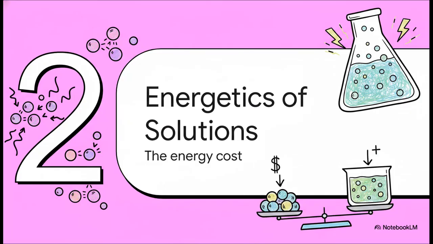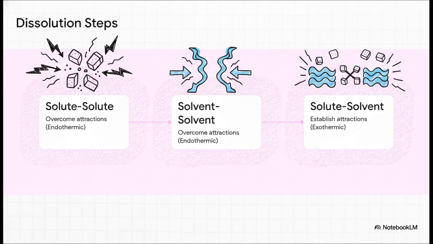Section 2. The energetics of solutions. Okay, so we know what a solution is on the macro scale, but let's zoom in. Because breaking apart a solid and perfectly blending it into a liquid doesn't just happen magically. There's a very strict energy transaction taking place. Think of it as a 3-step process.